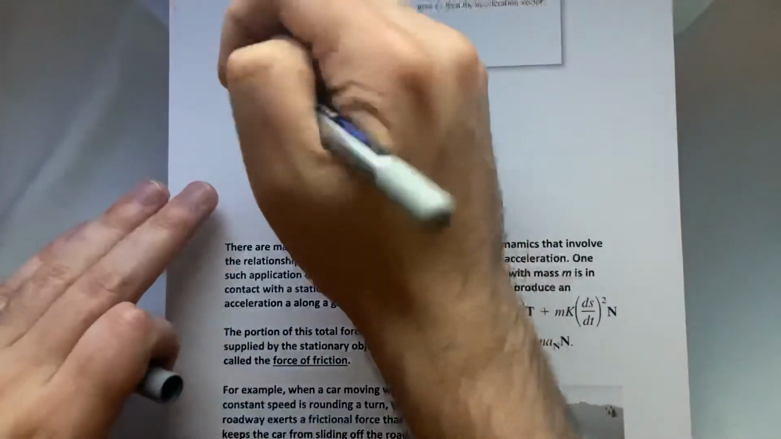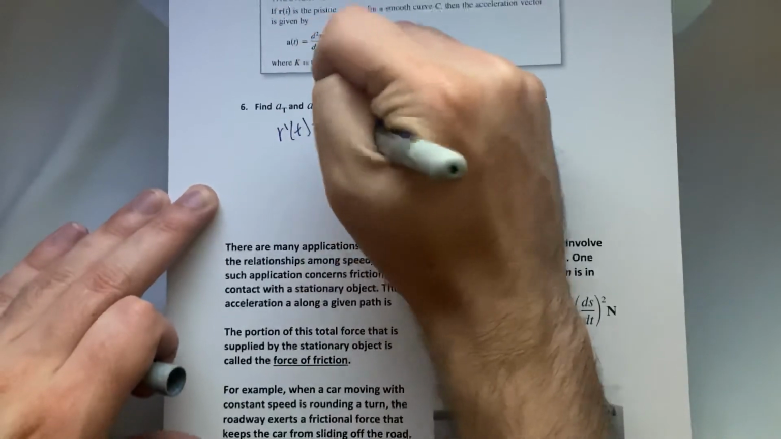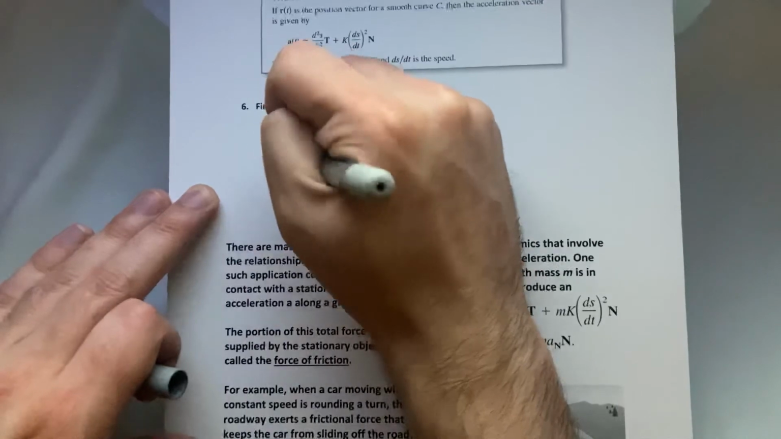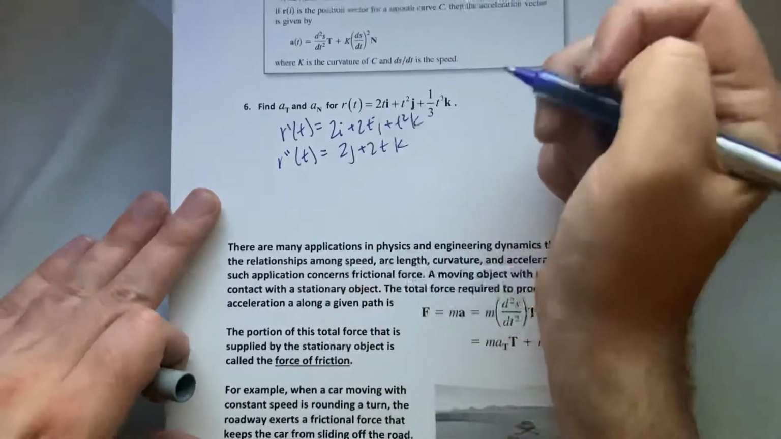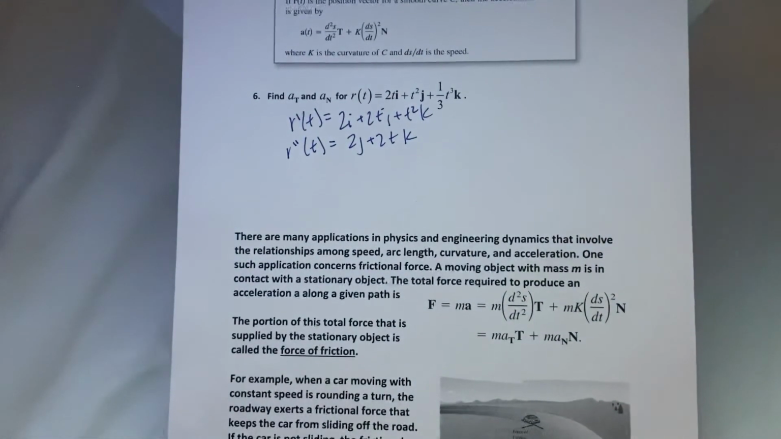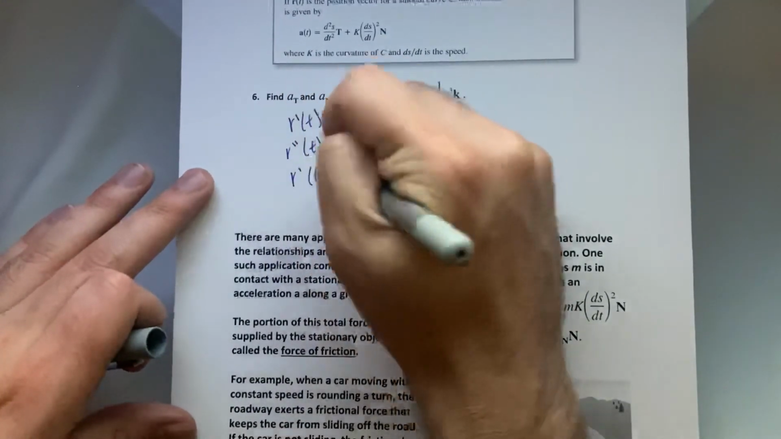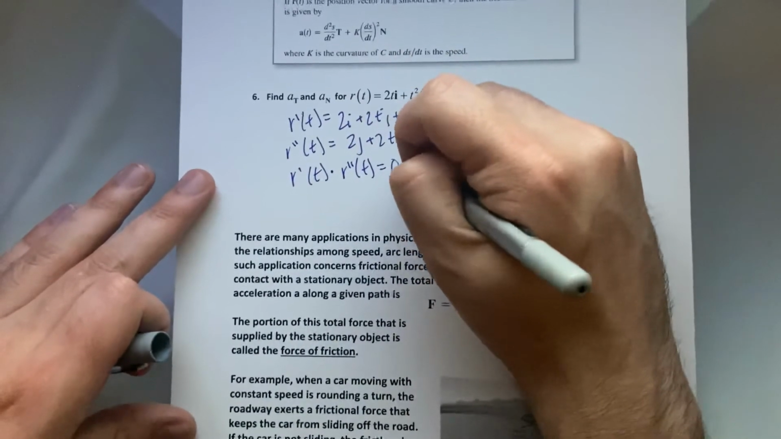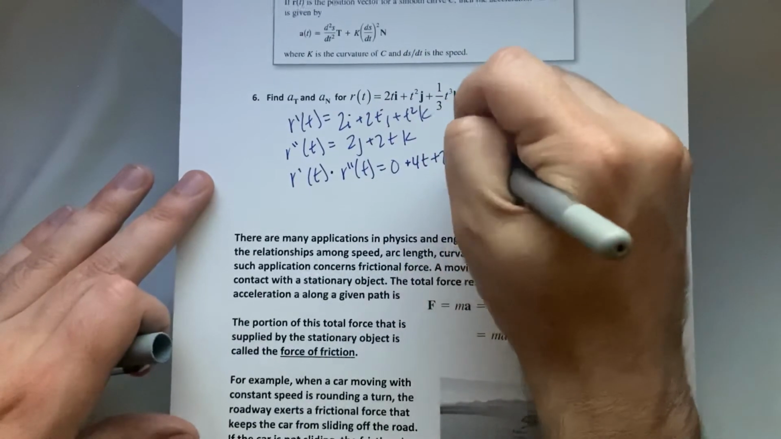So what is r prime of t? 2i plus 2t j plus t squared k. Let's find the second derivative. It's just 2j plus 2t k. If we do the dot product here, r prime of t dot r double prime of t, we get 0 plus 4t plus 2t cubed.